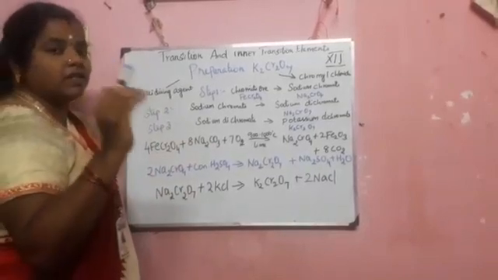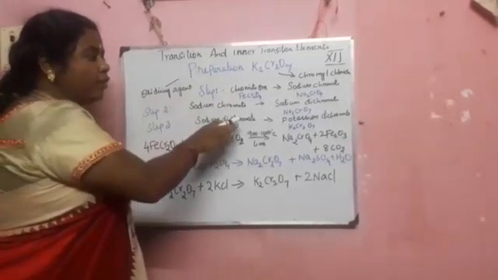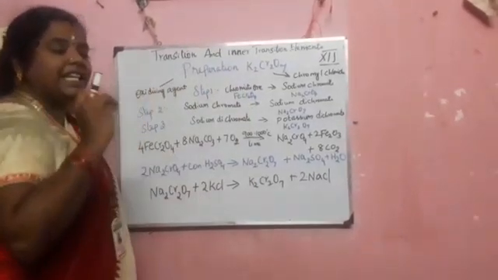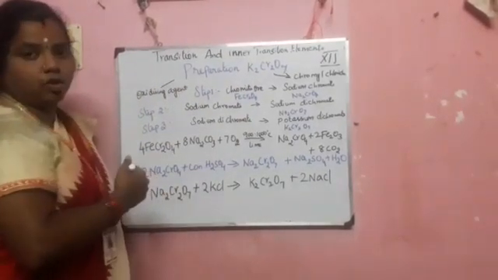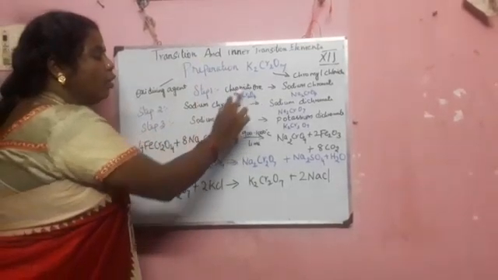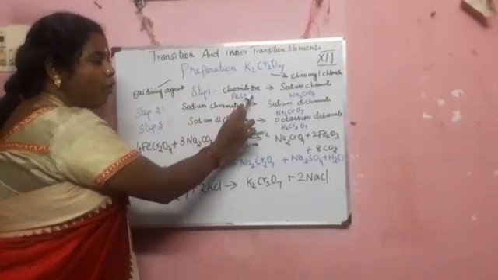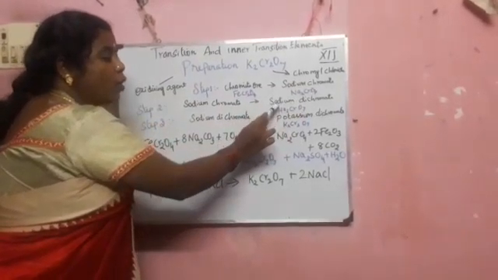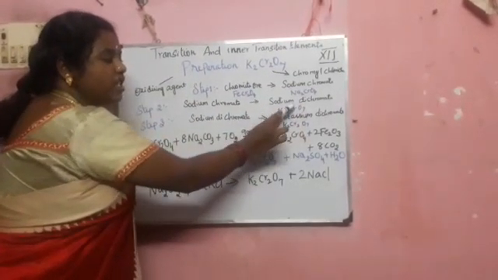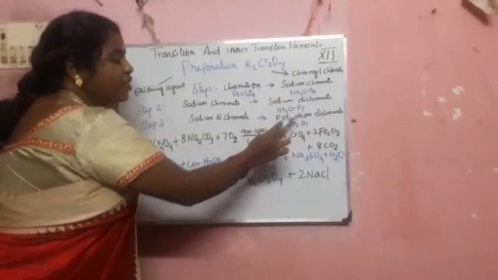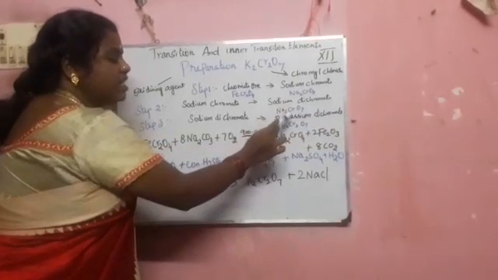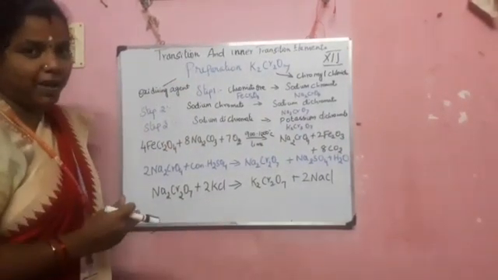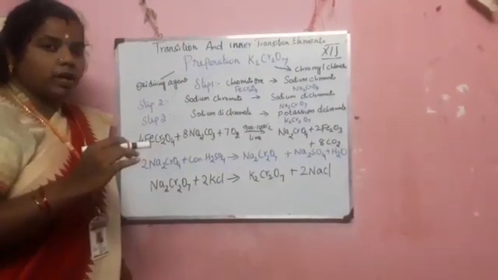Let's see the formulas. If you know the formulas before going to the preparation, we can easily understand the preparation. First one, chromite ore, FeCr2O4; sodium chromate, Na2CrO4; sodium dichromate, Na2Cr2O7; potassium dichromate, K2Cr2O7. These are the 4 formulas involved in this preparation. Okay, let's get into the preparation.